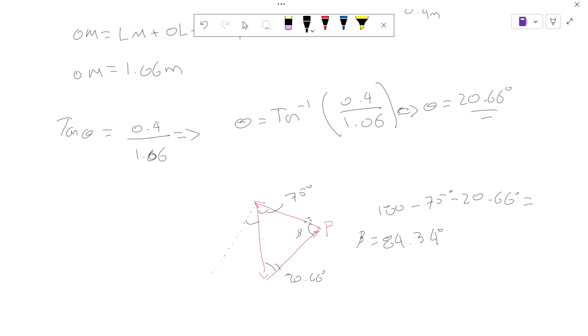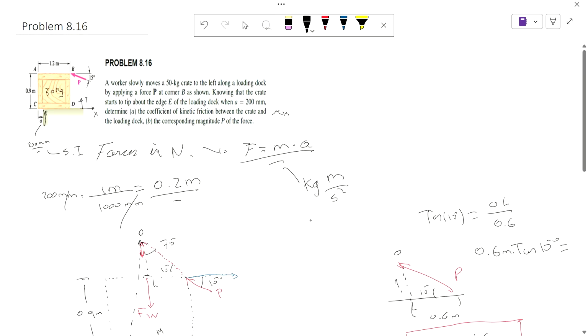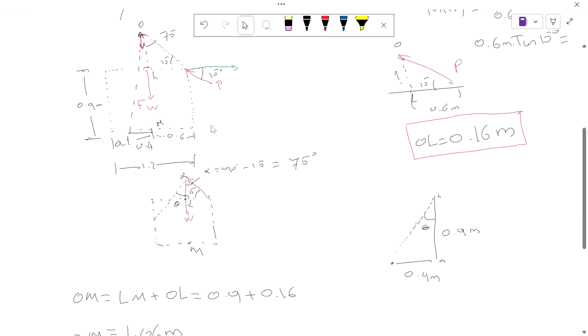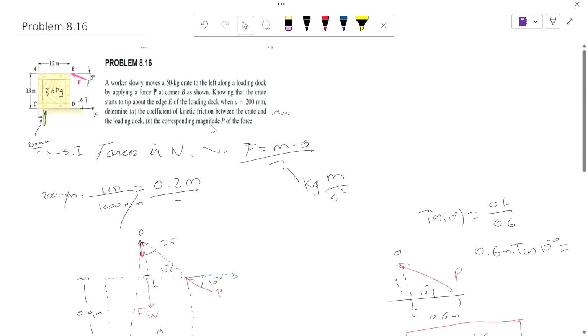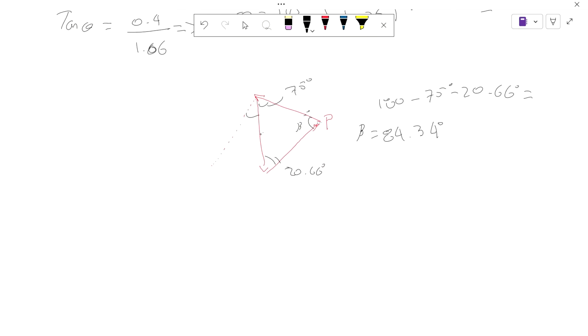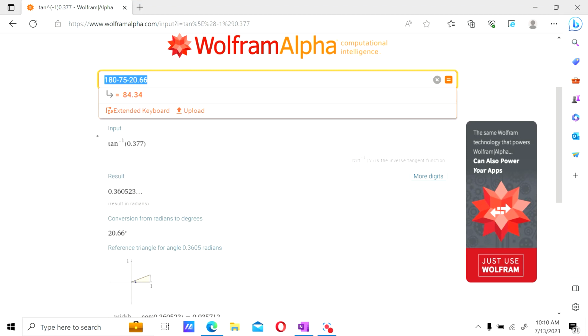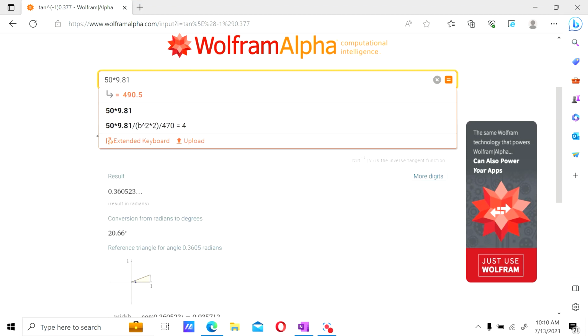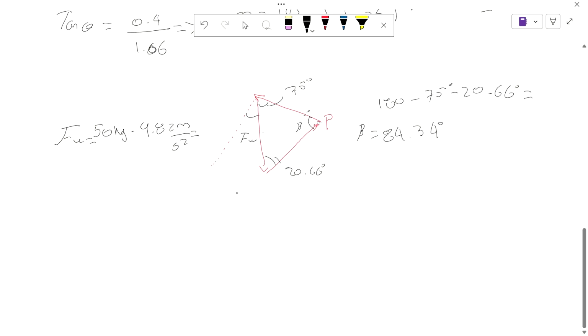So now you see why we wanted to form this triangle, because now we can do the law of sine. P was not given, but the weight is given. The weight is 50 kilograms, so W is 50 kilograms times 9.81 meters per second squared, which is 490 newtons.